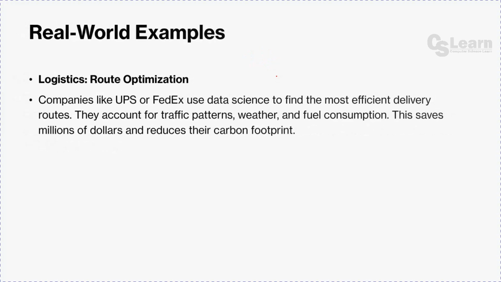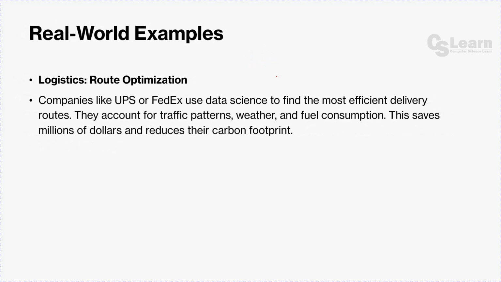And the next one, logistics route optimization. Companies like UPS or FedEx use data science to find the most efficient delivery routes. They account for traffic patterns, weather, and fuel consumption. This saves millions of dollars and reduces their carbon footprint. For example, if you want to deliver a product to users, this is very helpful for them.